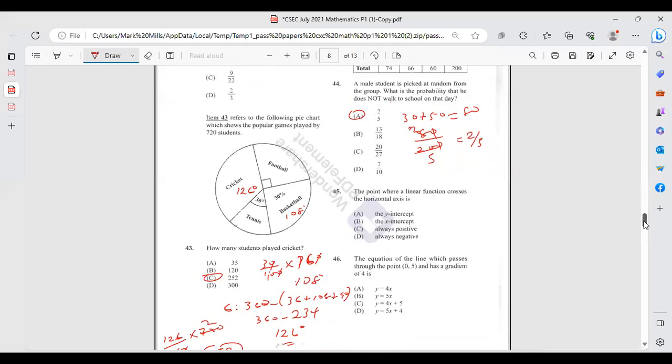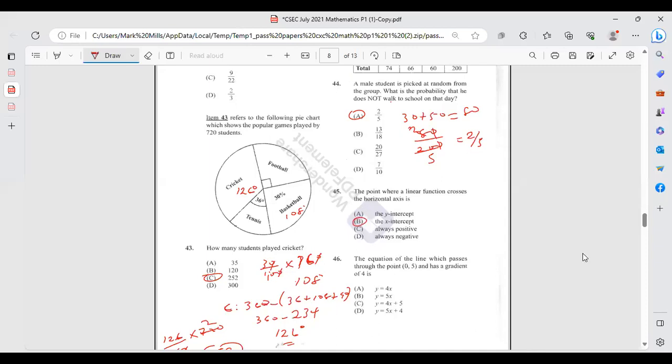The point where the linear function crosses the horizontal axis is. Now, what is the horizontal axis, by the way? The x-axis. So what would be the answer? Easy one, too. The x-intercept.